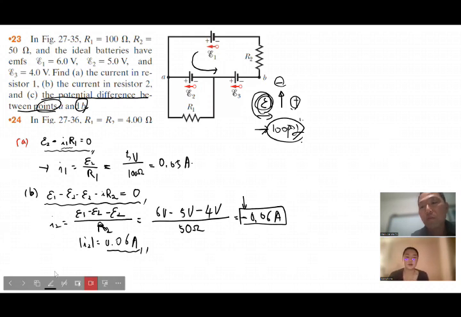Yeah. But in this case, isn't the current going in the same direction as the loop? Why do you think that? We're just staying with this circuit. So see that? Let me change the color.